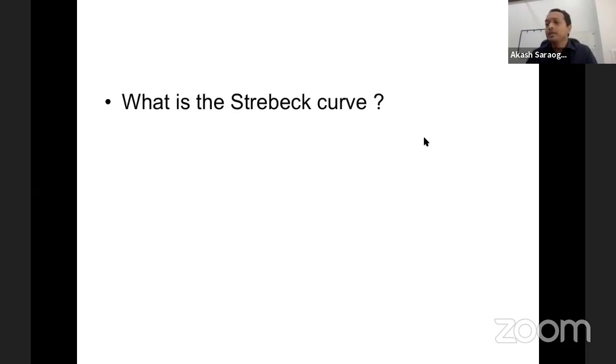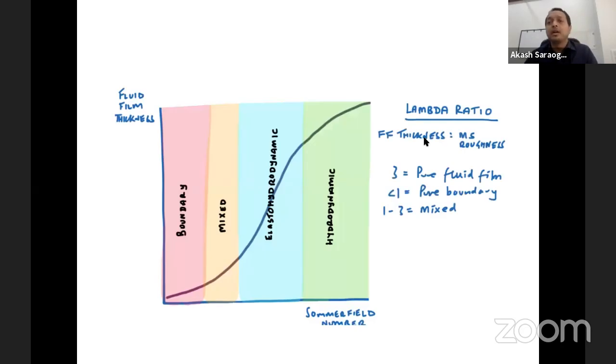Another question which can be asked in the exam with regards to lubrication in total hip arthroplasty is, what is the Stribeck curve? The Stribeck curve is a curve which determines what form of lubrication is happening in a particular joint. It is a graphical representation of the lubrication characteristics of a joint. If the fluid film thickness increases, we are going more towards hydrodynamic, fluid film lubrication. Once it decreases, we are going more towards boundary lubrication.